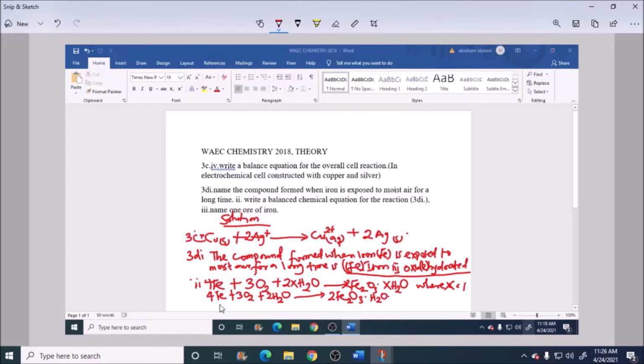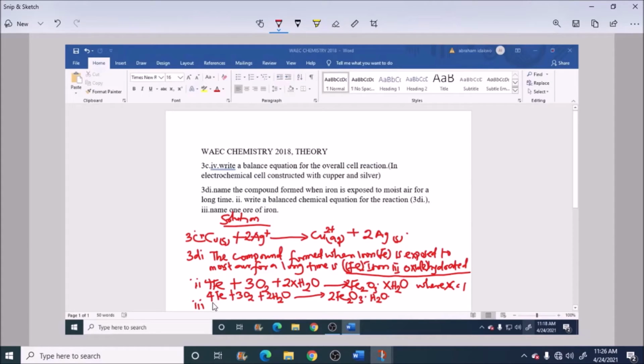So that is the balanced chemical equation for having our iron exposed to moist air for a very long period of time. Then Roman figure 3, we are asked for the iron ore, one of the ores of iron.